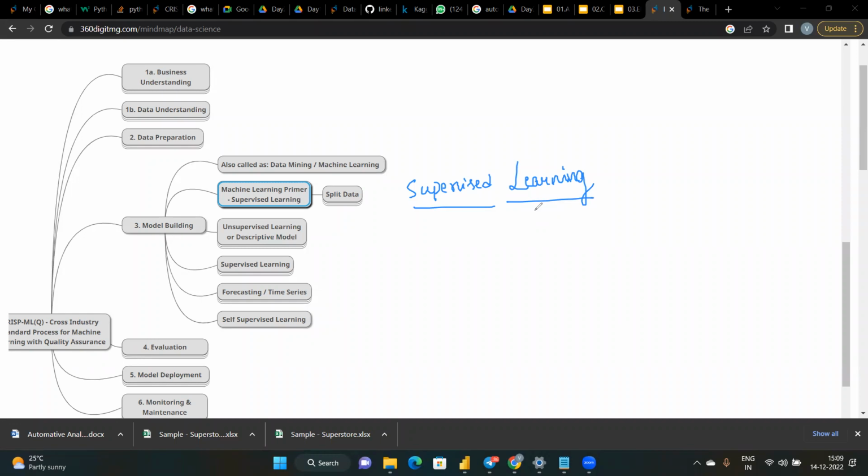It is defined by its use of labeled data sets to train algorithms to classify data or predict outcomes accurately. So it is defined by the use of labeled data sets. These trained algorithms can classify data or predict outcomes very accurately.